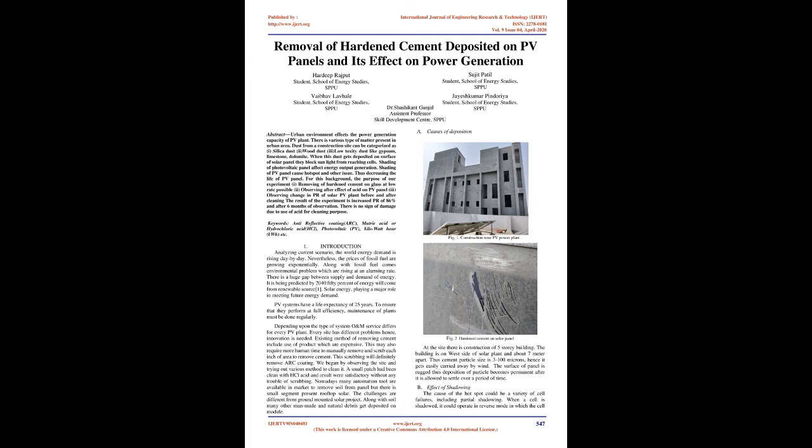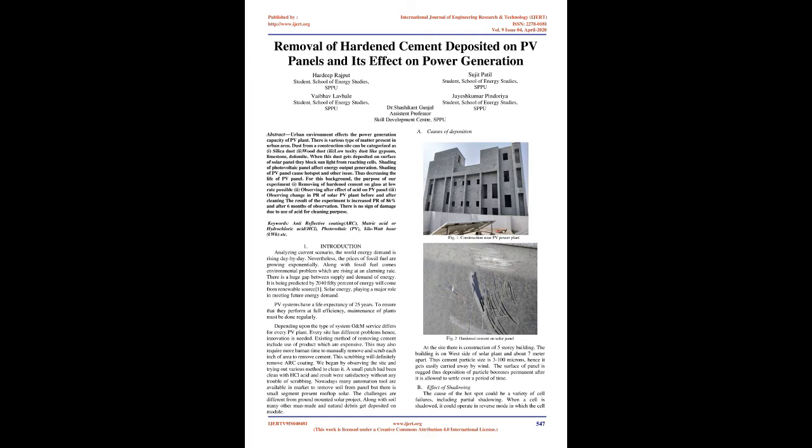Against this background, the purposes of our experiment were: 1. Removing hardened cement on glass at the lowest cost possible, 2. Observing the after-effect of acid on the PV panel, 3. Observing the change in PR of the solar PV plant before and after cleaning.